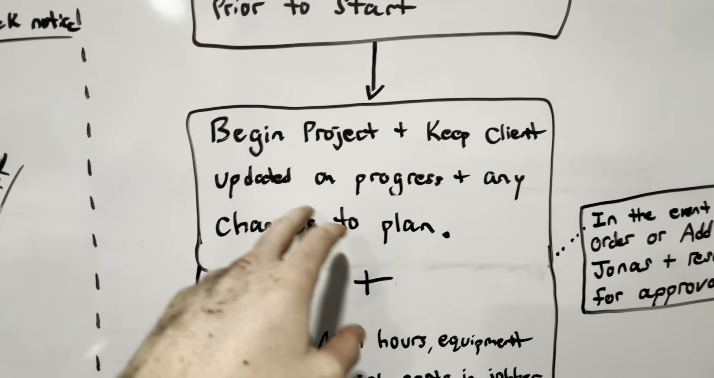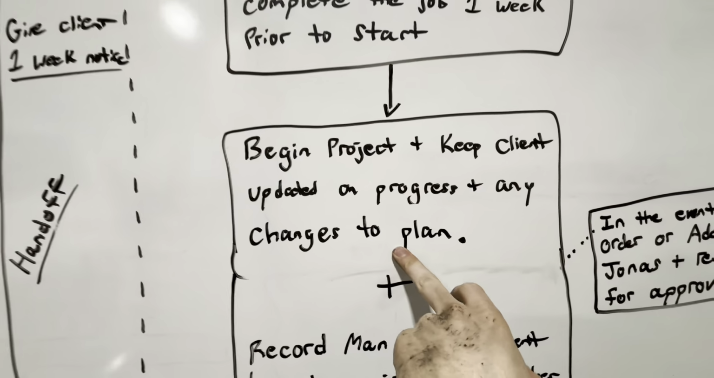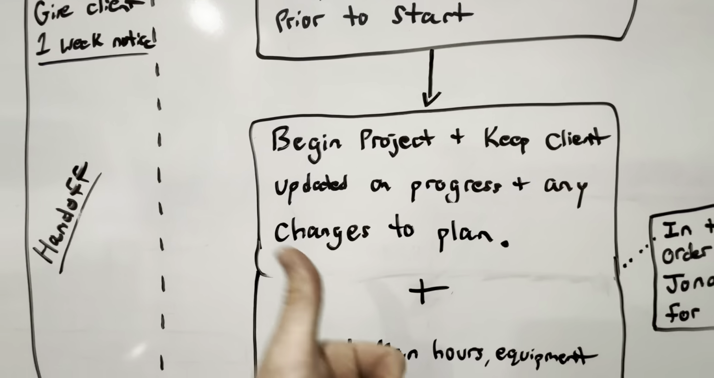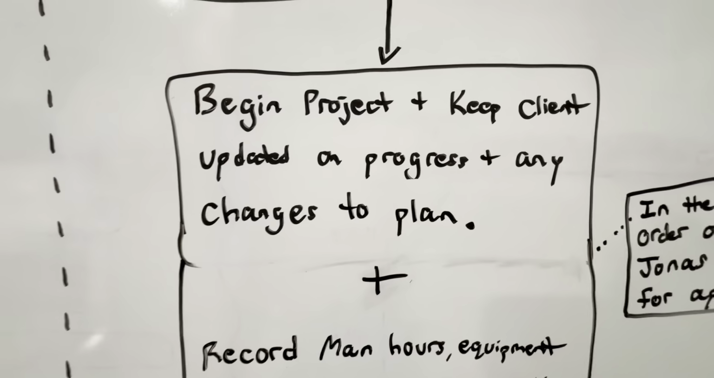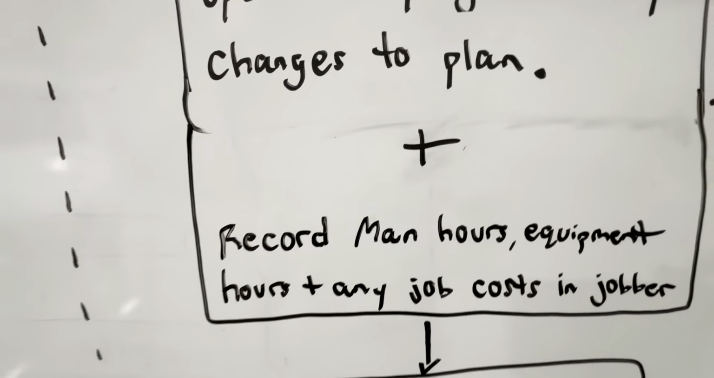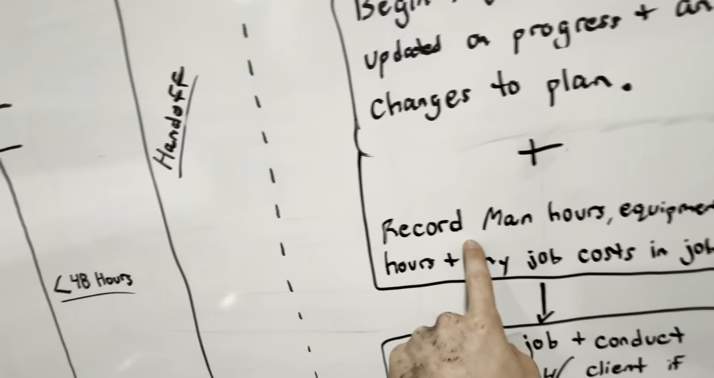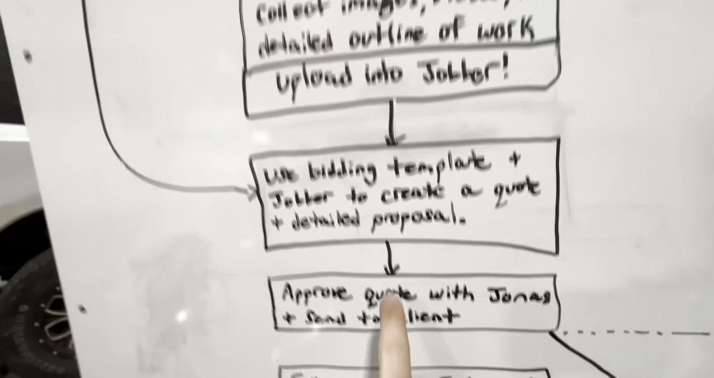Now, begin project. Keep client updated on progress and any changes to the plan. That's important. Keep them in the loop. It's just a better client experience, increases your reviews, whatever. And then record man hours, equipment hours, and any job costs. Because what we're going to do with this information is go back to our quote bidding template and plug it in there, and we can see if we made money or how off we are on our bidding, just to give us something to learn from where we can be more accurate. So that's just for job costing.